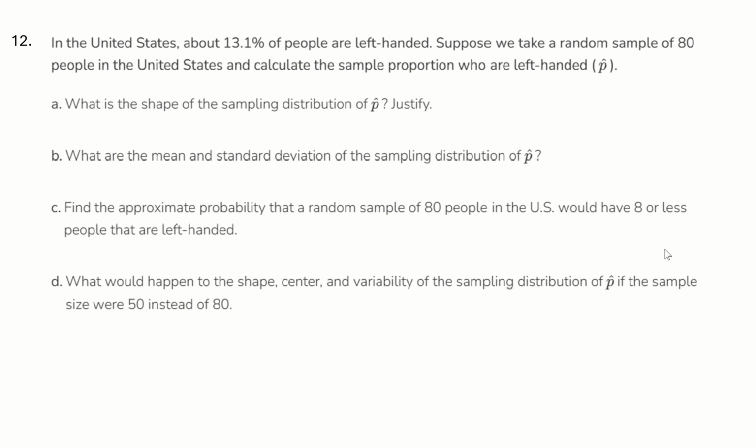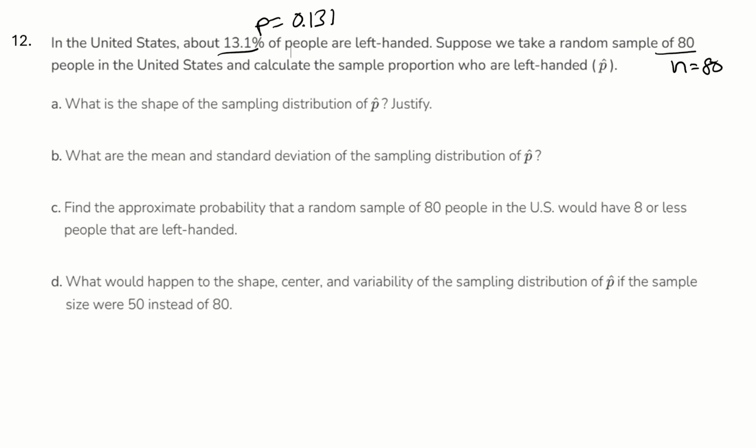Number 12, in the US, about 13.1% of people are left-handed. Suppose we take a random sample of 80 people in the United States. Okay, so we've got N is 80, and we've got 13.1%, so that's the population value, 0.131. Calculate the sample proportion who are left-handed, or p hat. What is the shape of the sampling distribution of p hat?